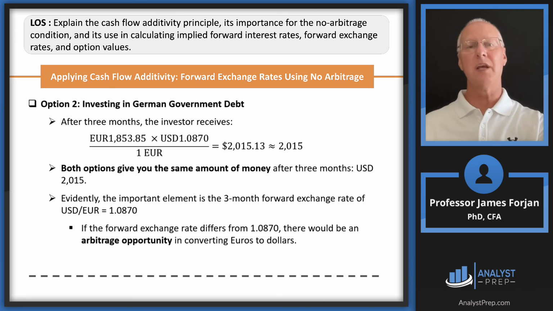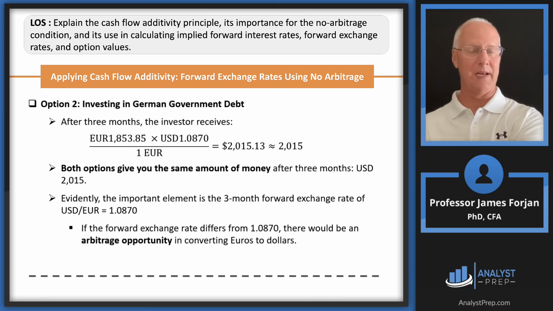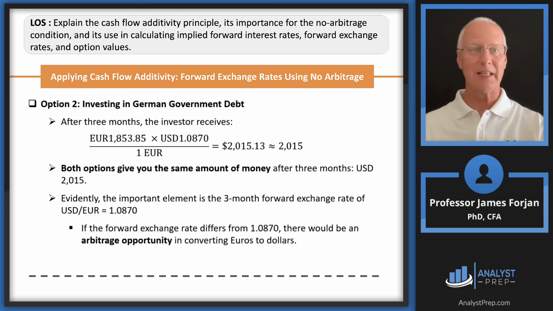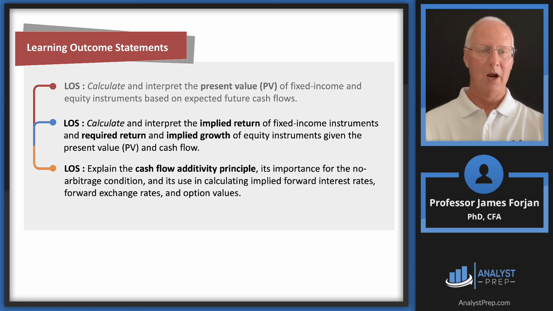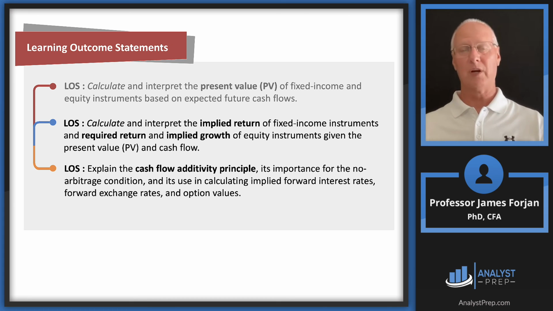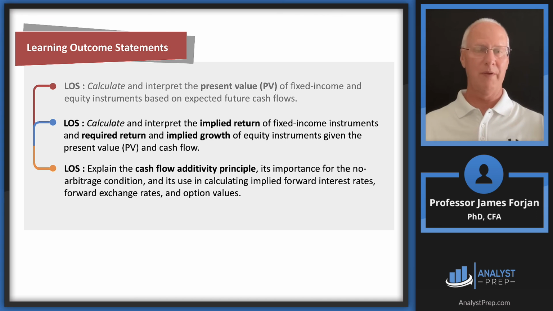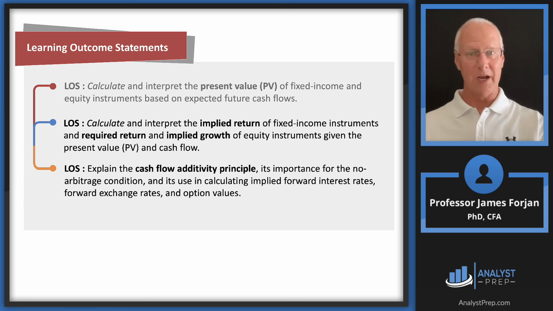So you get the sense here that this cash flow additivity, as it applies to investment in domestic and global fixed income securities, or option pricing, is super critical. All right, it took us a while to get through all of those LOSs, but we did. There were 3 of them, and this was a great introduction. In the previous learning module, we talked about interest rates. Here, we've talked about present values, implied rates, and the cash flow additivity principle.